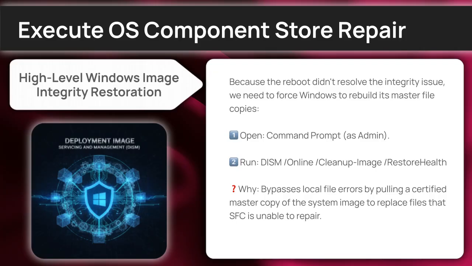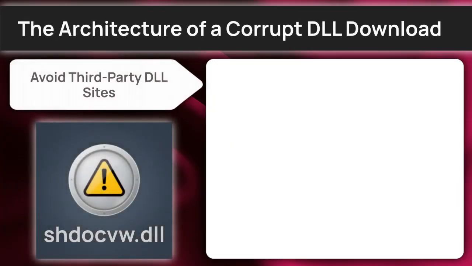Because the reboot didn't resolve the integrity issue, we need to force Windows to rebuild its master file copies. First, open command prompt as admin. Second, you're going to type dism /online /cleanup-image /restorehealth, then hit enter. Why are we doing this? Well, it bypasses local file errors by pulling a certified master copy of the system image to replace files that SFC is unable to repair. To ensure long-term stability, we should review the safety risks associated with unverified file sources.